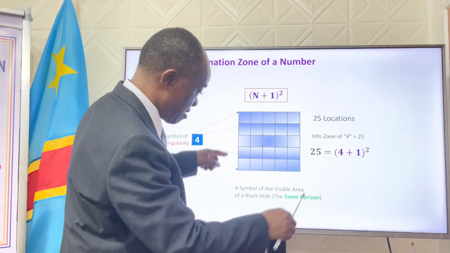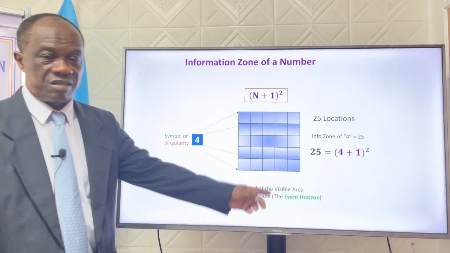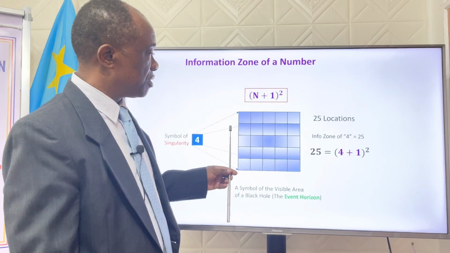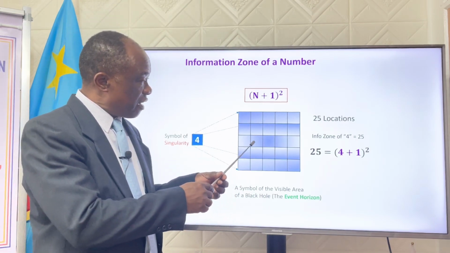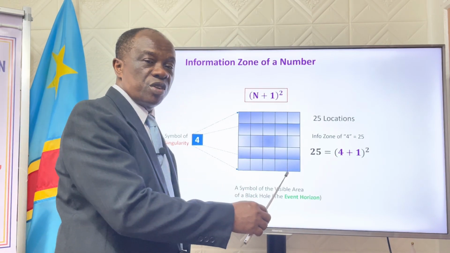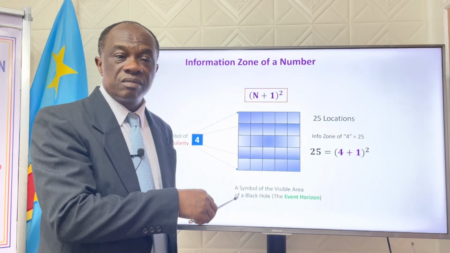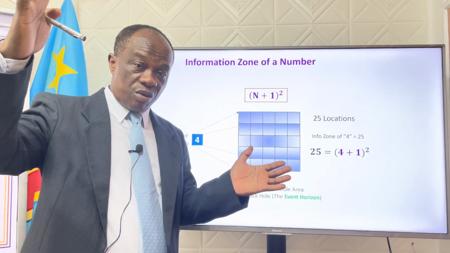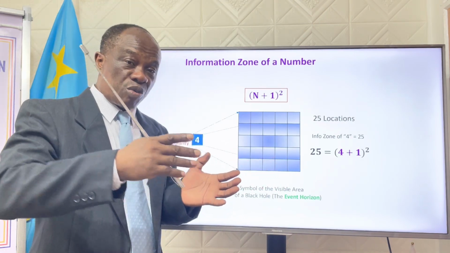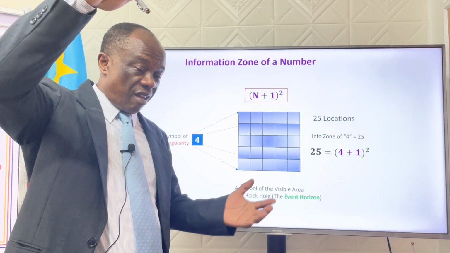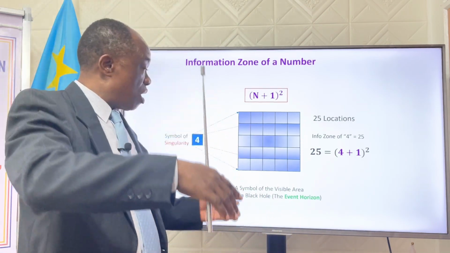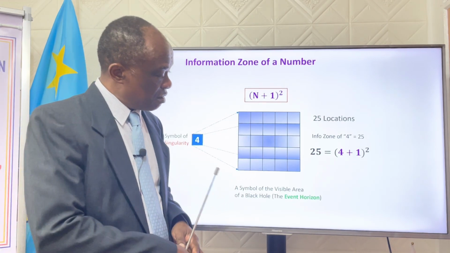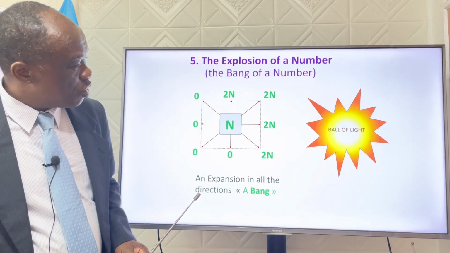And this is the symbol of the event horizon. So here you have the singularity, and here you have the surface of the black hole. That's why here we are going to unite or unify the information from the surface of the black hole and the singularity. So we will build a connection here. Let's move to the next.